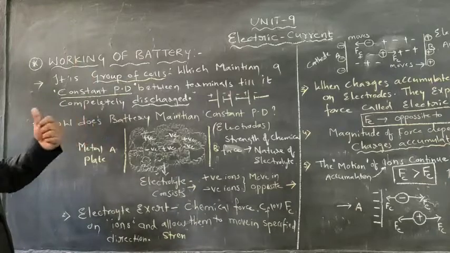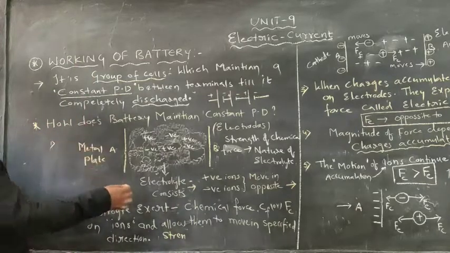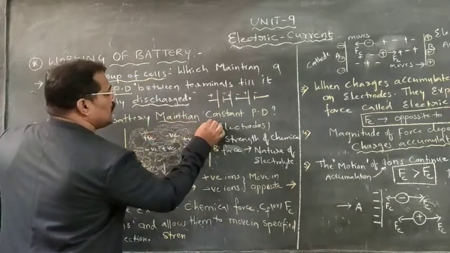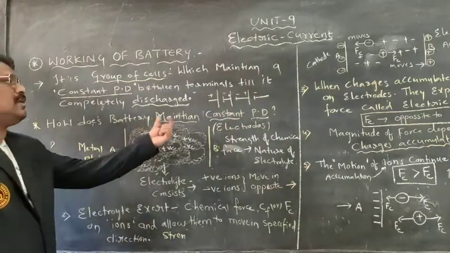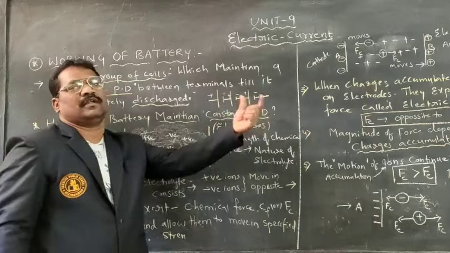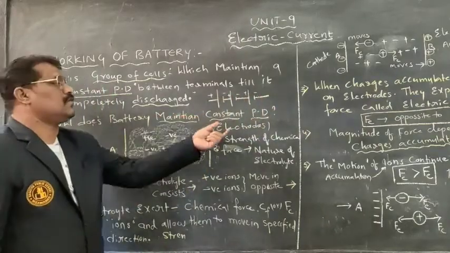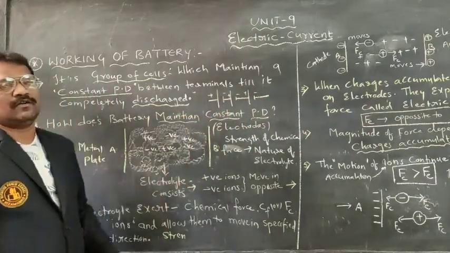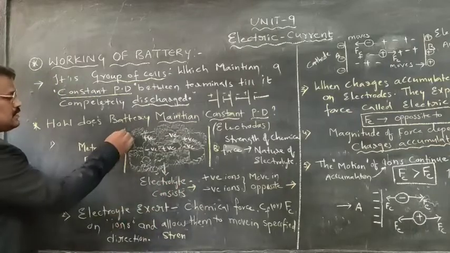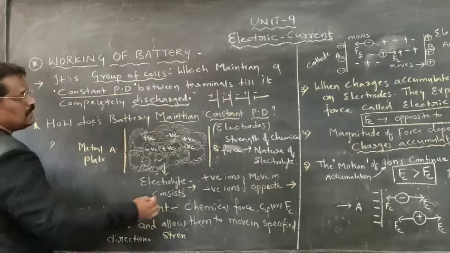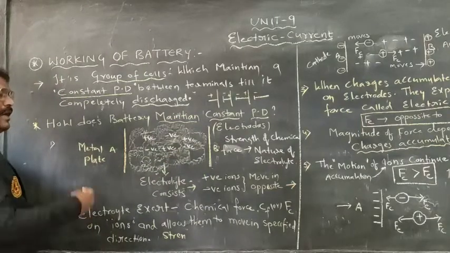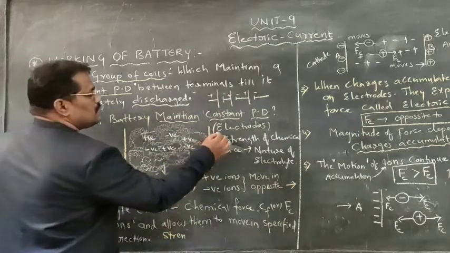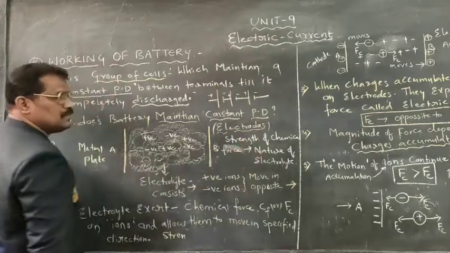How does this battery work? A question will come to our mind: how does the battery maintain constant potential difference? To understand that, we have to set up a battery. A battery consists of two metal plates, plate A and plate B, which we call electrodes.